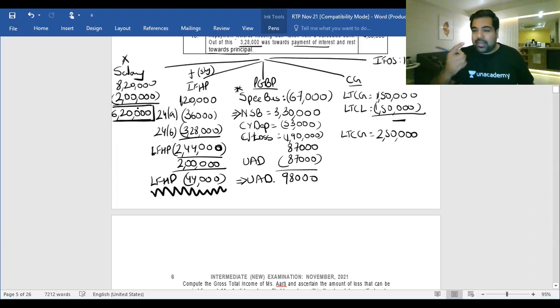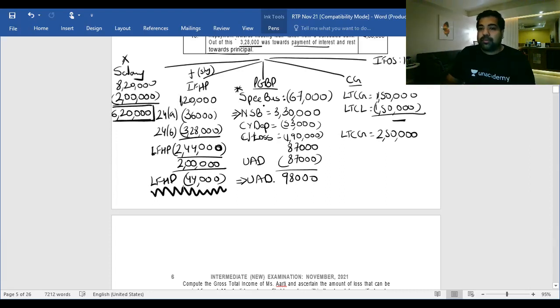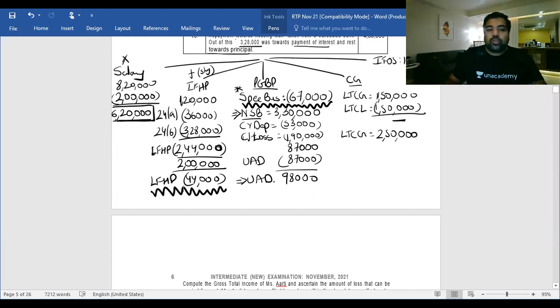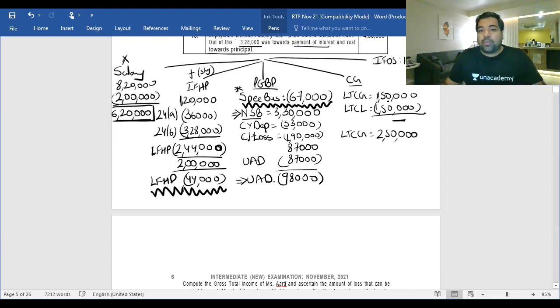No other set off from salary. Let's see. IFHP is done. 44,000 will be carried forward. Let's go to PGBP. PGBP, we don't have any specified business profit, so this has to be carried forward. So I'm putting a curvy line there. Non-speculative business, we've set off everything except unabsorbed depreciation, 98,000. Guys, unabsorbed depreciation can go to any head except salary. So unfortunately, we cannot use that 6,20,000, which is there in salary.